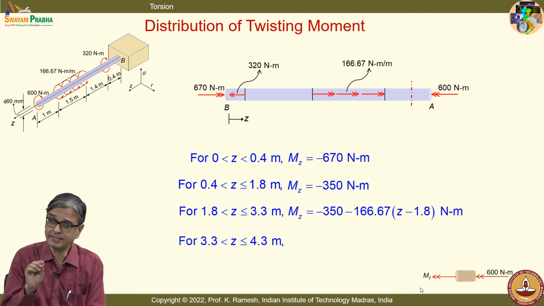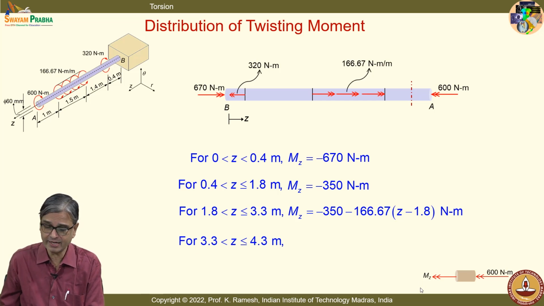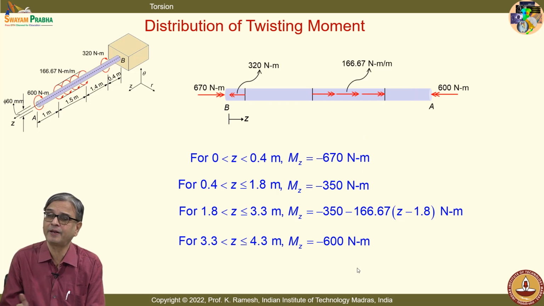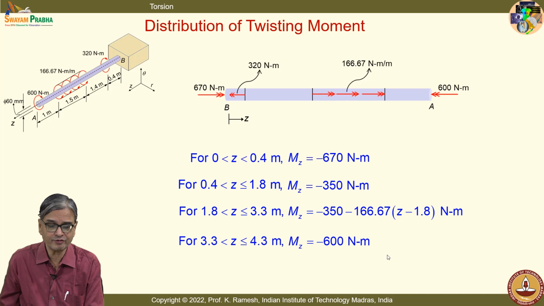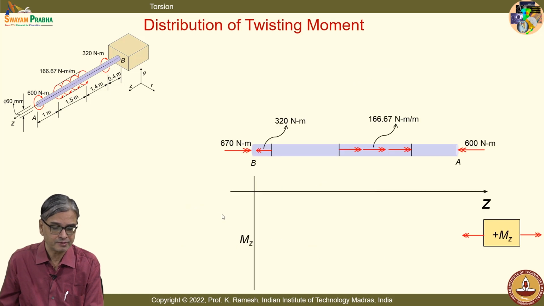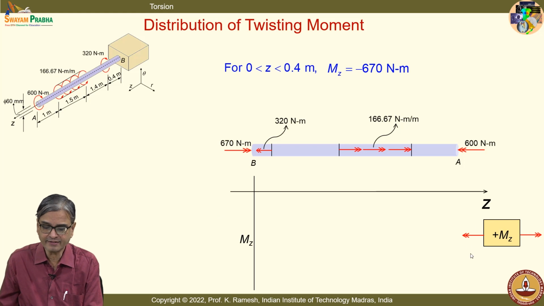Unknown twisting moment is labeled correctly. Okay, so this is the way that you have to label it, and while doing the mathematics, you should do the mathematics properly. Fine. So, Mz comes to be minus 600 Newton meters. Once you have all these values, it is child's play to plot the twisting moment variation. So, I have these expressions, and this is the sign convention.